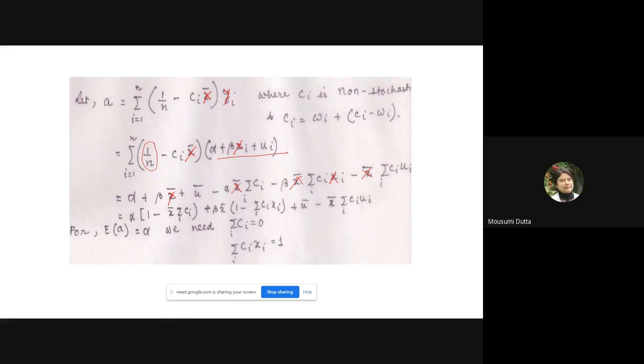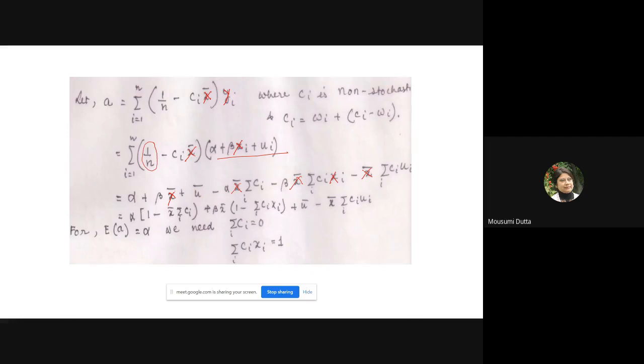If anyone has any problem in the last three values, please let me know. Since x bar is a constant, I always kept x bar outside the range of the sum. So the first term is summation Ci, the second term is summation Ci xi, the third term is summation Ci ui.